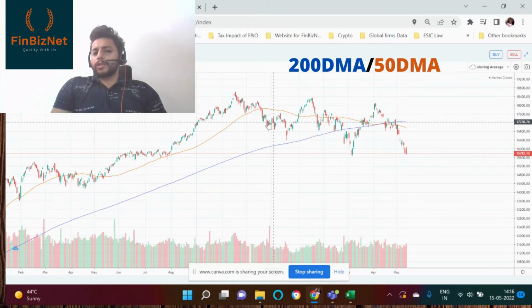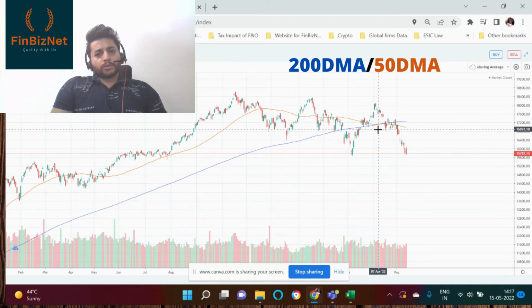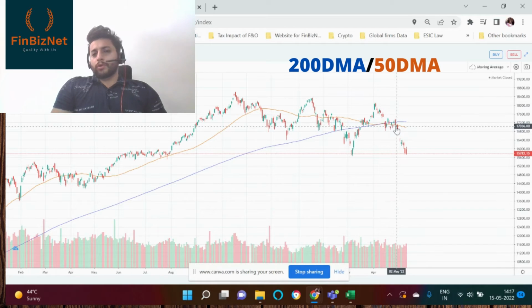And the Nifty was trading below the 50 DMA line nicely, but afterwards there was a sharp move up towards the upside, and then it fell again, right? And then it convincingly started trading below the 50 DMA line, right? And now what is happening? The 50 DMA has crossed the 200 DMA line on the negative side.